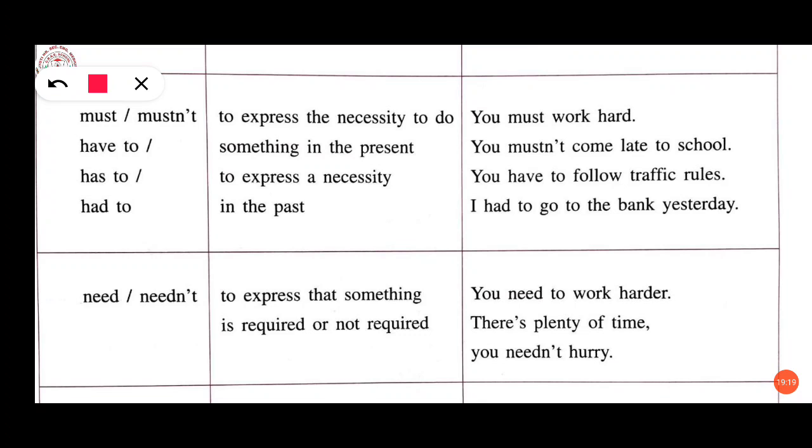To express the necessity to do something in the present, to express a necessity in the past. Where to use must or must not? To express the necessity to do something in the present. And has to, had to, where to use? To express a necessity in the past. So see the example here, where to use must and must not.